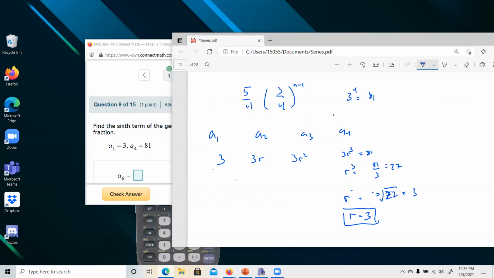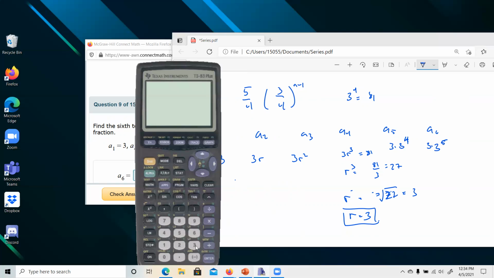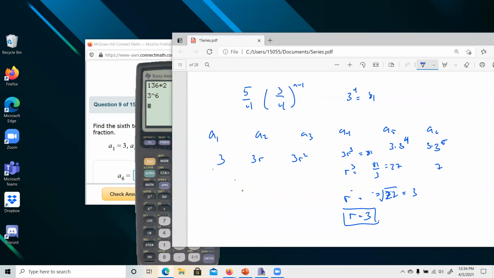So it looks like a5 is going to be 3 times 3 to the fourth, and a6 is going to be 3 times 3 to the 4, 5. So 3, 4, 5. There we go. I don't know what 3 to the 5th is offhand, but it's really 3 to the 6th, isn't it? Okay, 729.